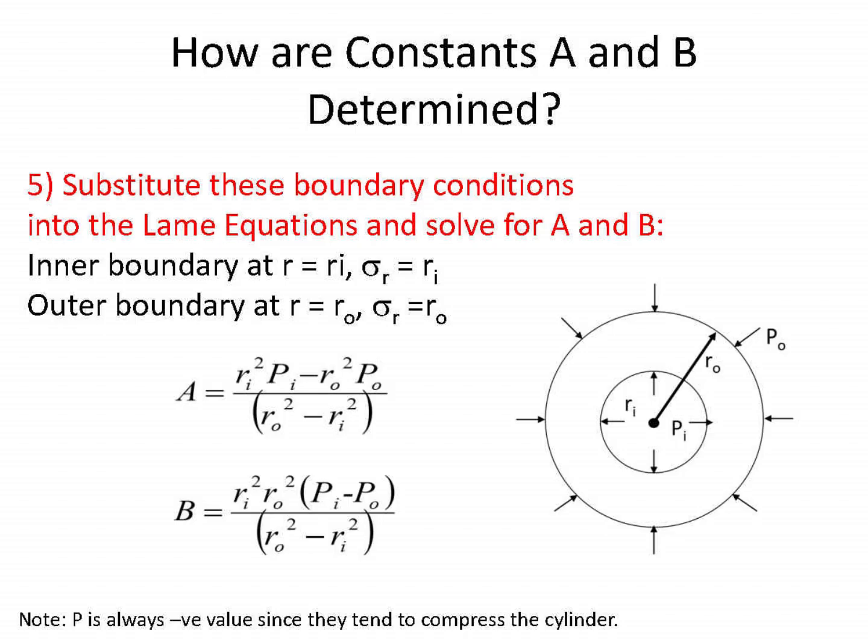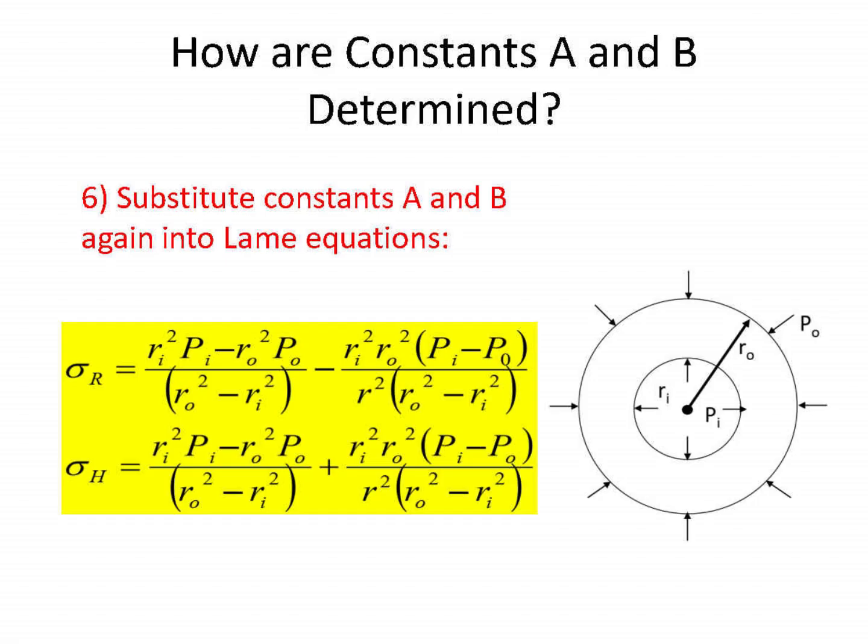Slide 16. Final step. Finally, the values of constants A and B are substituted back into Lame's equations. This allows us to calculate radial and hoop stresses at any radius between the inner and outer surfaces of the thick cylinder.